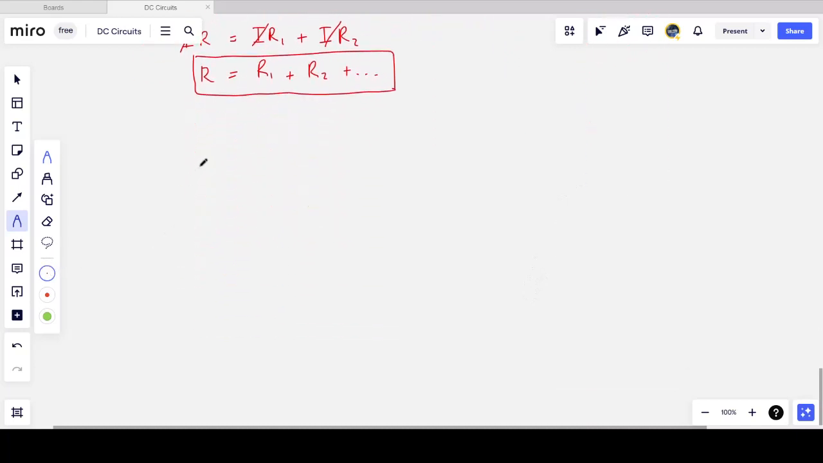Now for parallel, it becomes a little bit more complicated. But remember, for parallel, current splits. So current doesn't remain constant.